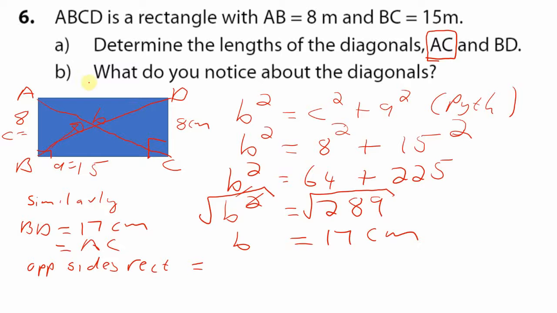So now we can also answer B. What do you know about the diagonals? Diagonals of a rectangle are equal. So this is something in grade 9 that we will use often. So we already used your knowledge of grade 8 maths to show something that you're actually going to deal with more extensively in grade 9.